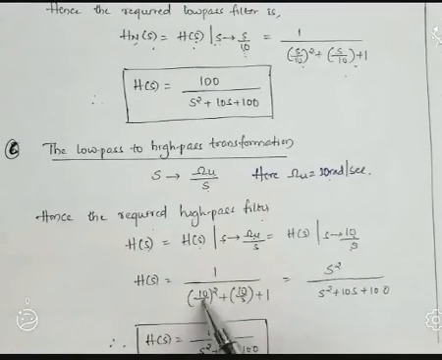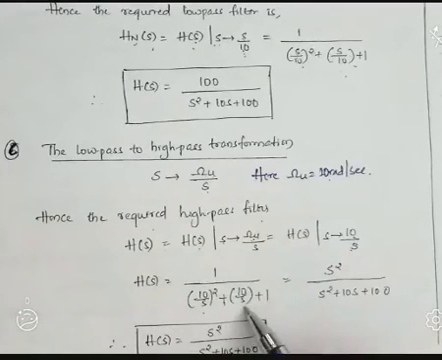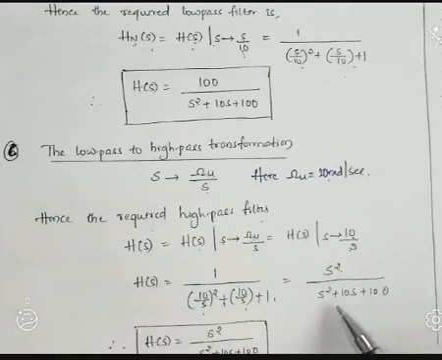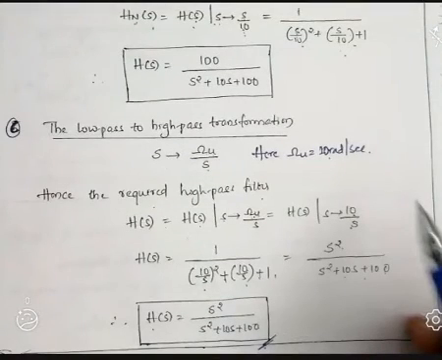Hence, (10/s) squared plus 10/s plus 1. Do the simplification. We get the answer as s square divided by s square plus 10s plus 100. This is H of s, the transfer function of the high pass filter of frequency 10 radians per second.